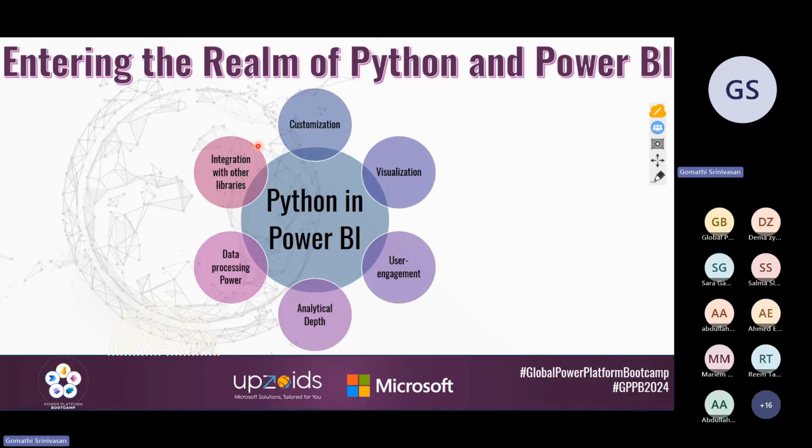And integration with other libraries. As we all know, Python has a large variety of libraries. Python's extensive library ecosystem means users can leverage additional functionalities, from text analysis with NLP libraries to advanced data manipulation with pandas. This opens up a world of possibilities for data analysis and visualization. So that's why we can choose Python. There are even more reasons to use Python and Power BI. I have listed a few things.